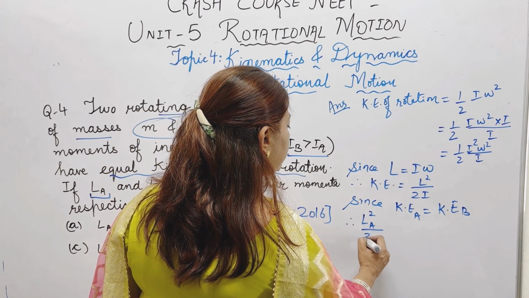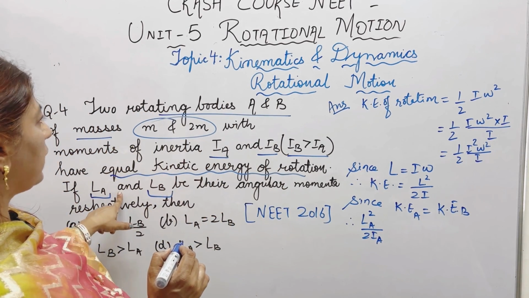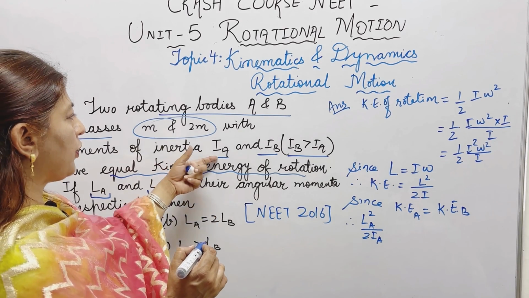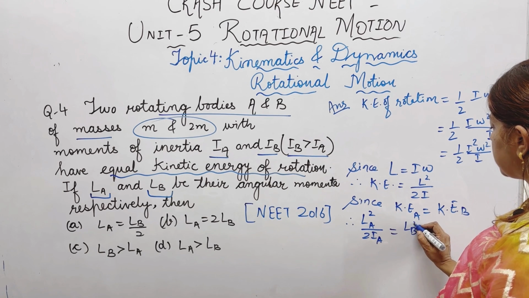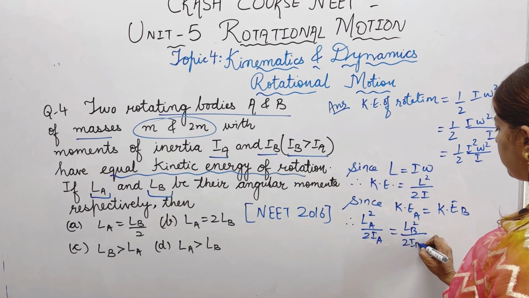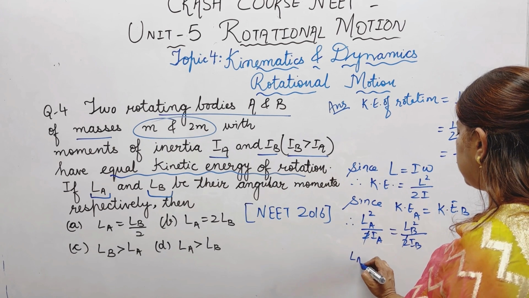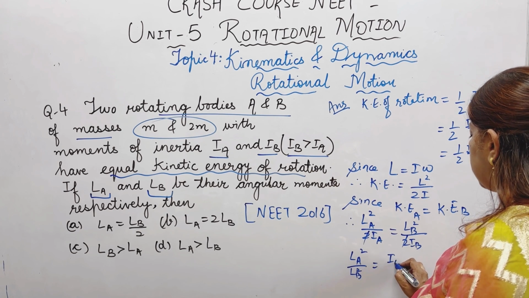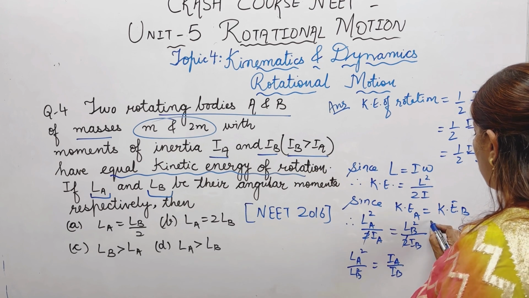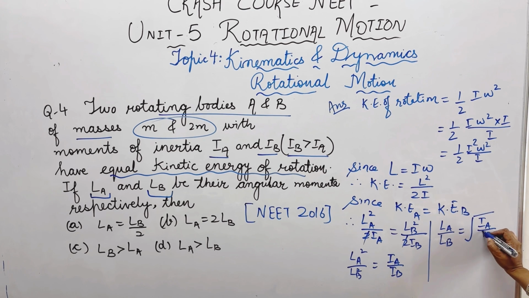LA square upon 2IA, where LA is the angular momentum that has been given for the body A, and IA is the moment of inertia of the body A. This is equal to LB square upon 2IB for the body B. From here, 2 cancels with 2. LA square upon LB square is equal to IA upon IB. Or we have LA upon LB is equal to root IA upon IB.